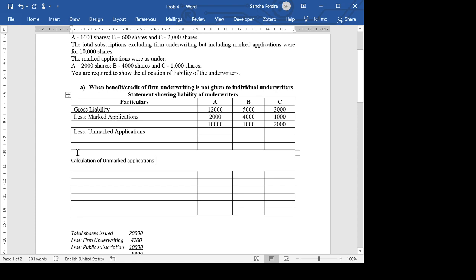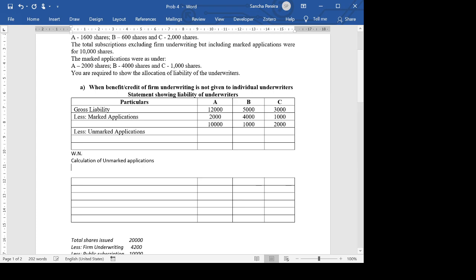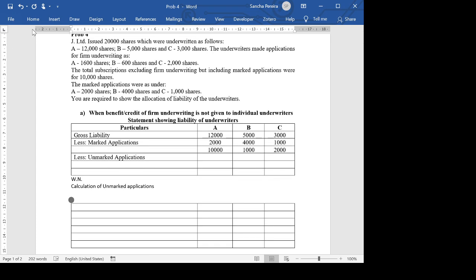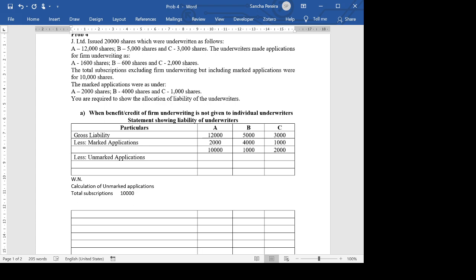Calculation of unmarked applications, a small working note. Now, the total subscriptions that have been received from the public are 10,000 shares. Out of this, the marked applications are 2,000, 4,000 and 1,000, which I have already minused. So that comes to 2 plus 6, 7,000.